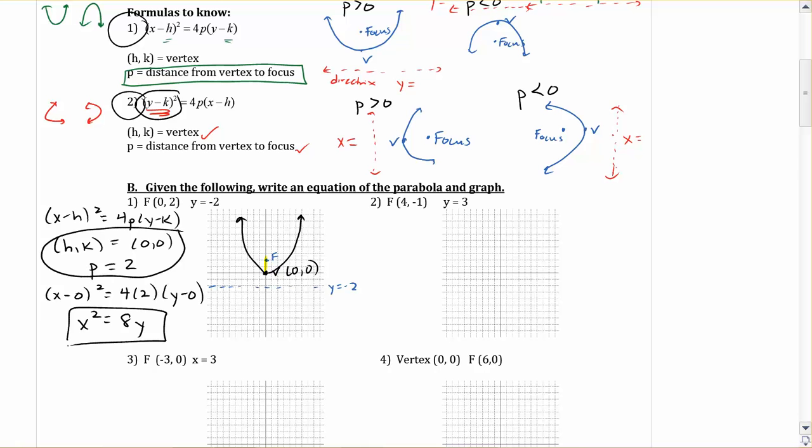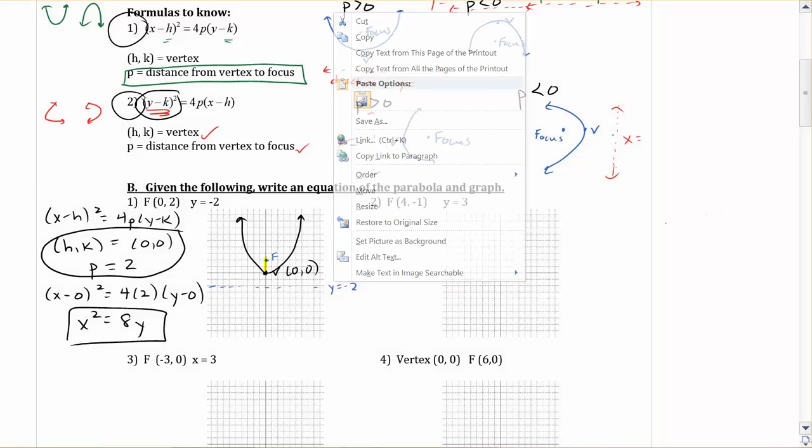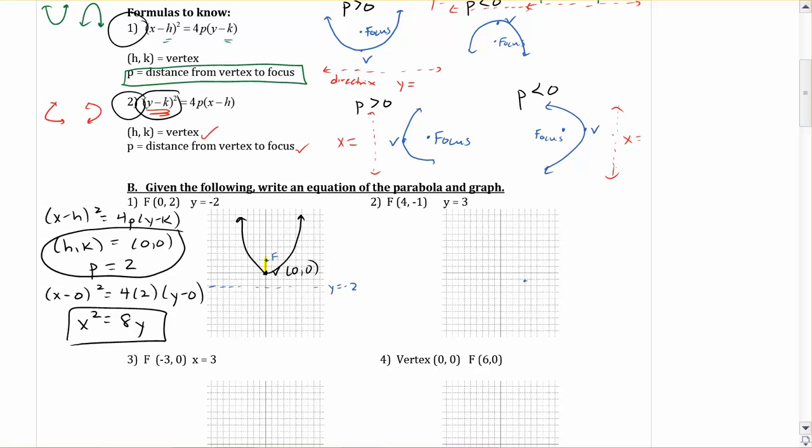So let's do the same thing. We've got a focus and we've got a directrix. So I'm going to go ahead and draw in the point 4, -1, and put an F for focus. And then I'm going to go to y is 1, 2, 3. I know y equals a line is horizontal.